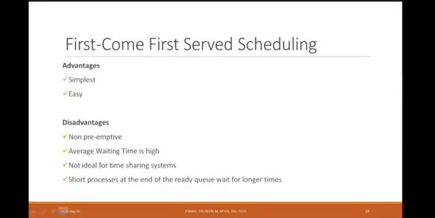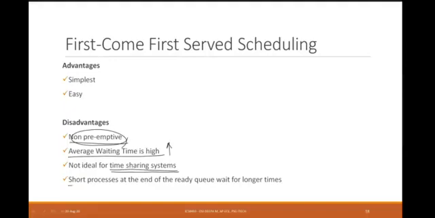The last one is why this is the simplest method of implementation of scheduling algorithm, and it is easy. And the disadvantages are it is non-preemptive, which means I cannot interrupt in between in order to make some other process take the CPU. In this, the average waiting time is very high. We will be seeing it when we compare it with other scheduling algorithms, and it is not ideal for time sharing systems, because in a time sharing system we are going to alternate the CPU with different processes at very frequent time intervals, which is not possible because it is a non-preemptive algorithm.